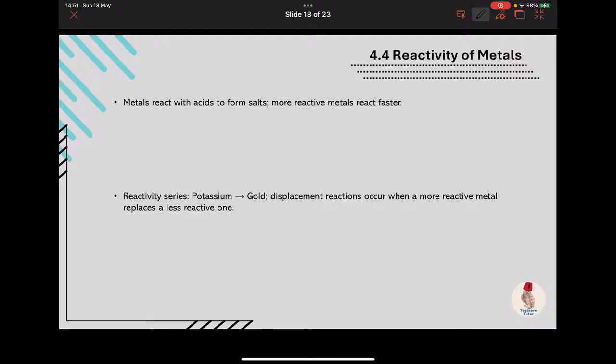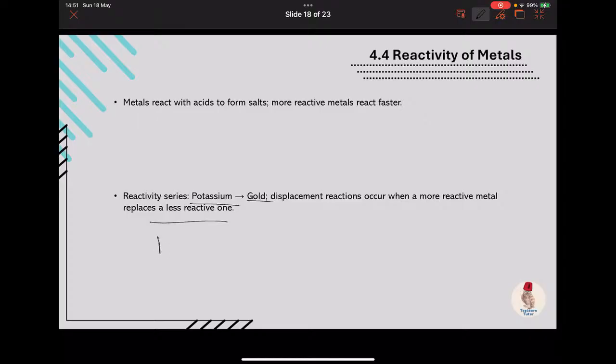Now, the reactivity of metals. No, Phantom acid is not part of this curriculum, not of AQA. I don't know which curriculum that's part of. So the reactivity series starts from potassium to gold, and displacement reactions occur when a more reactive metal replaces a less reactive one. So if a metal is more reactive, it displaces a less reactive one.